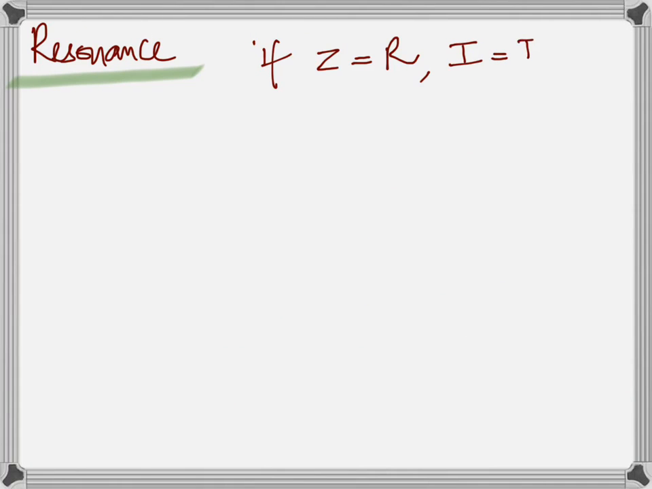In resonance, if Z is equal to R, then you know I is I naught, and XL is equal to XC. I just wanted you to write it before I did, so that you simply don't copy.